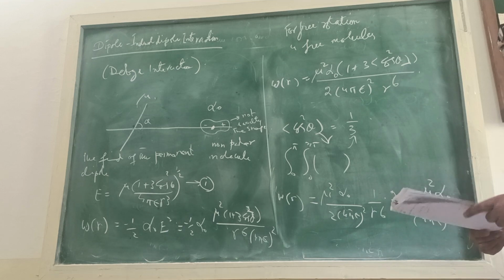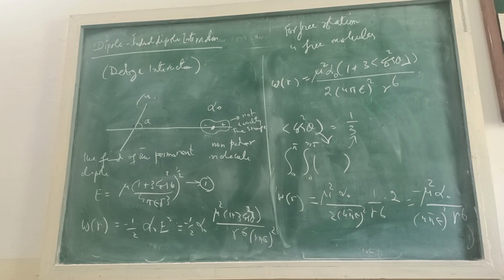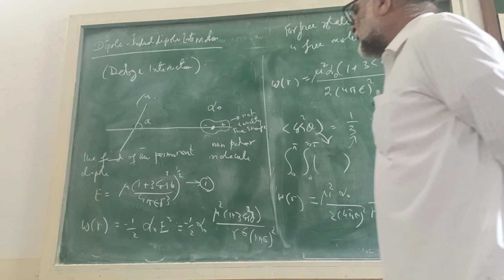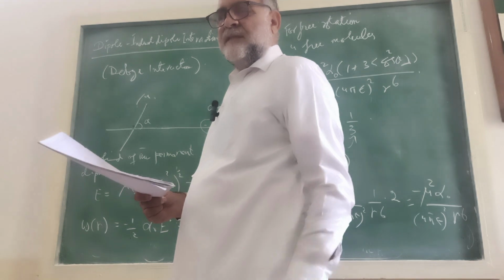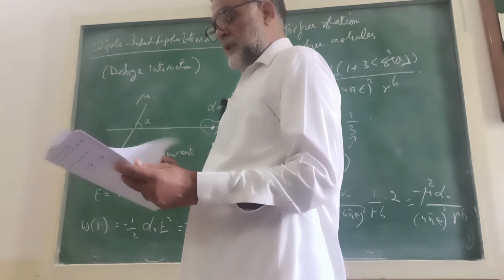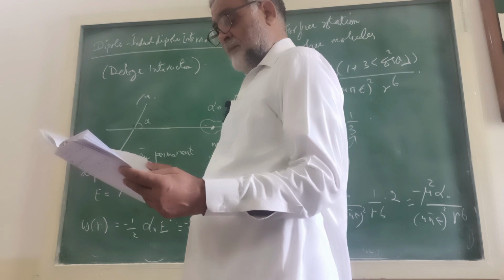And we know that the interaction energy of a permanent dipole varies as 1 over r to the power 3, right?